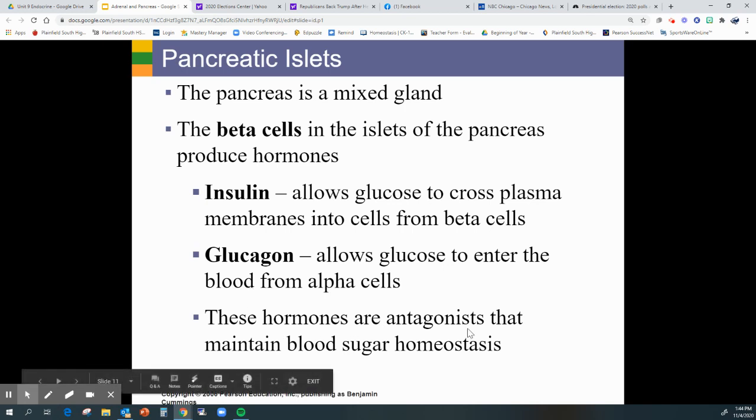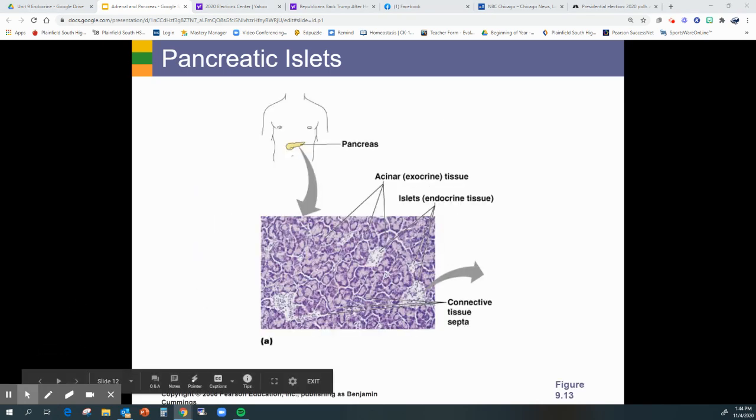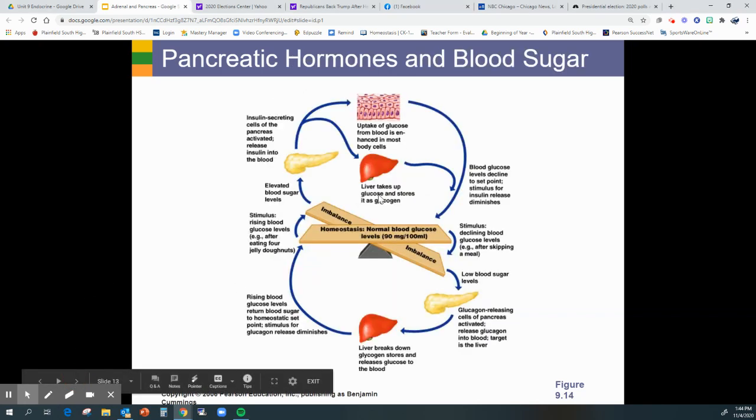These hormones, like it says here, work as antagonists. So if we have an increased level of blood glucose, we have a secretion of insulin. If we have a decreased level of blood glucose, we have a secretion of glucagon. Insulin causes a take up by the cells of glucose, and glucagon causes a take up, especially by the liver, to process that. This just shows the basic process here, the pancreas, and the islets where the secretion of those happens. And then this is the basic homeostatic mechanism for glucose.